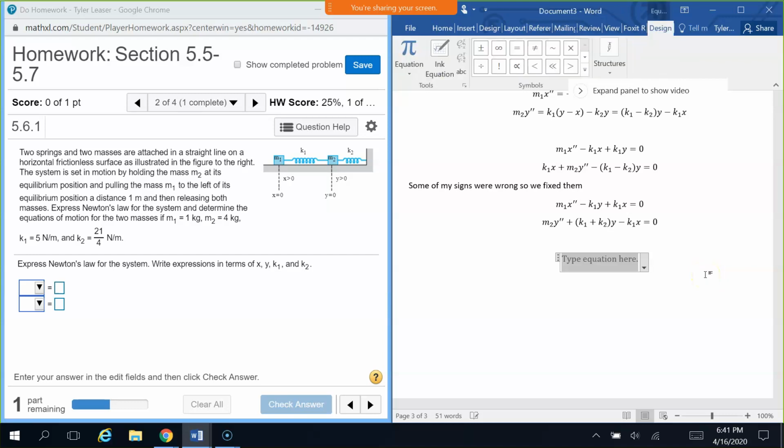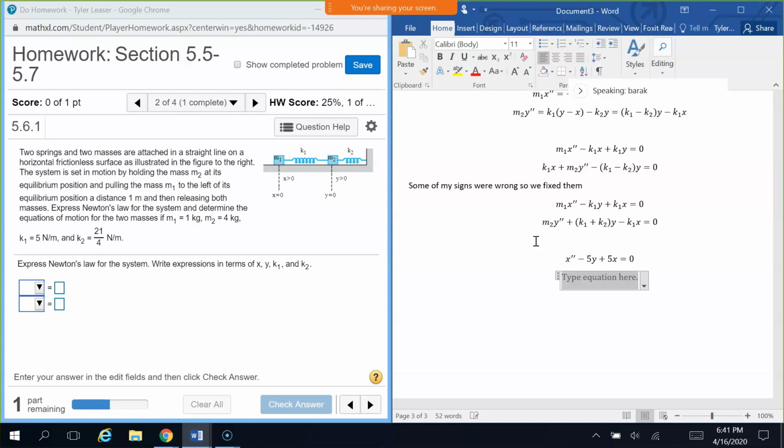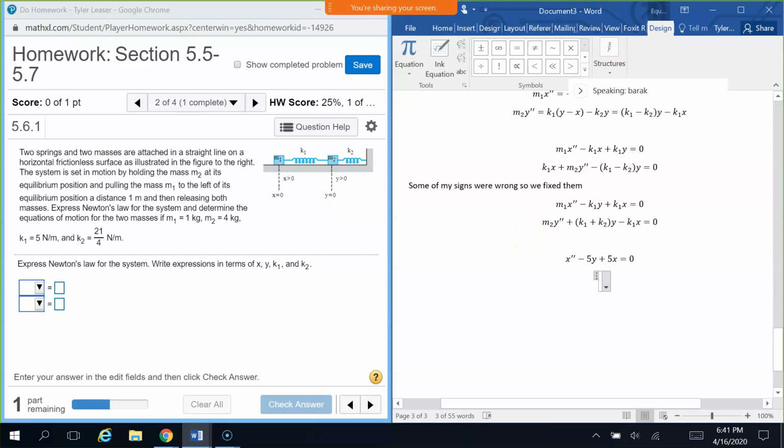Okay, we want to plug in the constants that they give us. My m1 is just 1 kilogram, so I have 1 x double prime, minus k1, which is 5, so minus 5y, plus k1x, so plus 5x. For my second equation, m2, which is 4, y double prime, plus k1 plus k2, which is 5 plus 21 fourths, which is 41 fourths, minus k1, 5x.